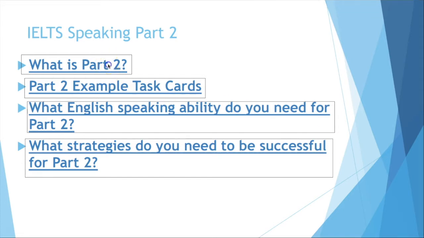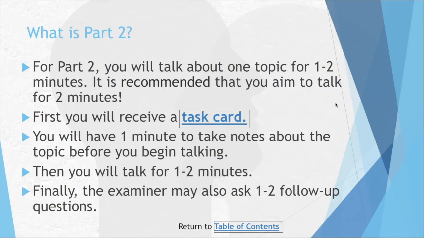So let's look at what is part 2. So for part 2, you will need to talk about one topic for 1 to 2 minutes. It is recommended, highly suggested that you aim to talk for the 2 minutes. First, you will receive a task card, and then you will have 1 minute to take notes about the topic before you begin talking. Then you will talk for 1 to 2 minutes. Again, make sure you aim to talk for 2 minutes. And finally, the examiner may also ask 1 to 2 follow-up questions.